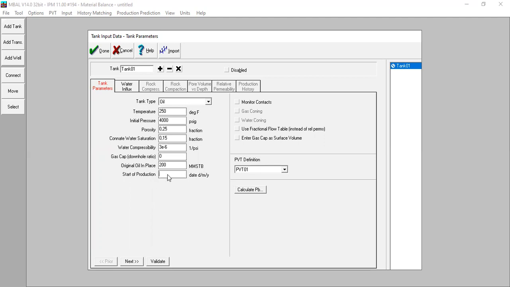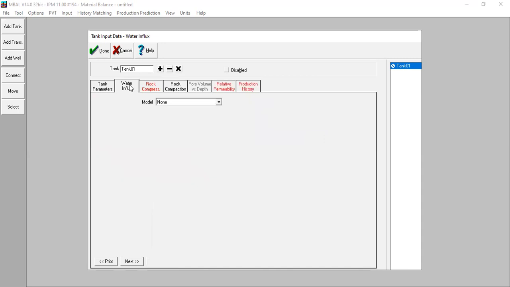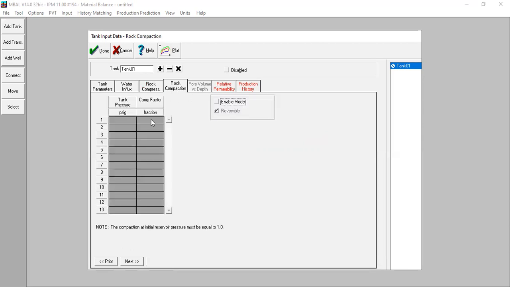And then start of production January 1st, 1990. PVT definition, I will use the PVT1, the one that I have constructed. And then for the water influx, I'm quite sure I don't have aquifer, okay? Based on log data, based on seismic data, based on core data, I know that for sure there is no aquifer. So model, I select none. Rock compressibility will use from correlation. And then for the rock compaction, as it is.